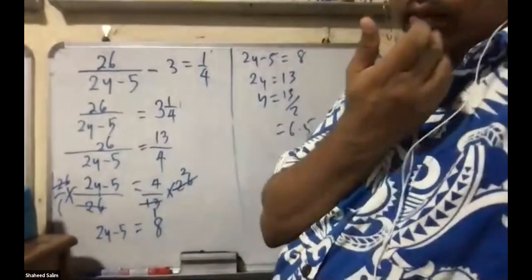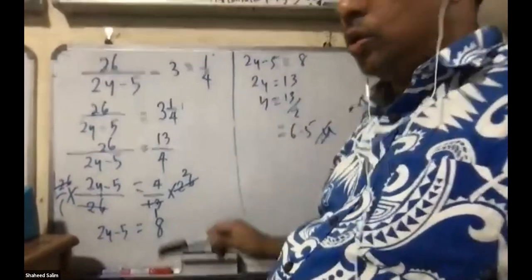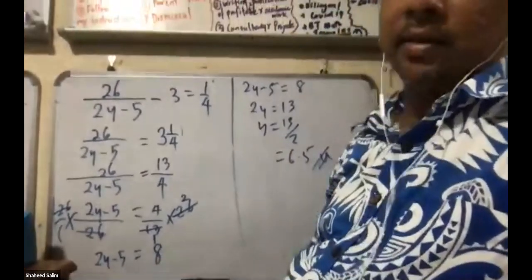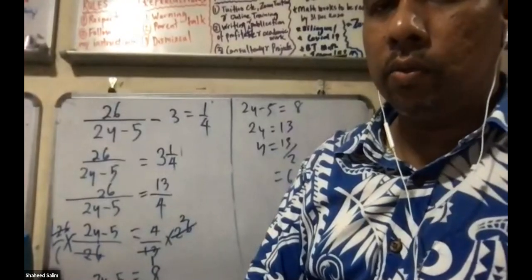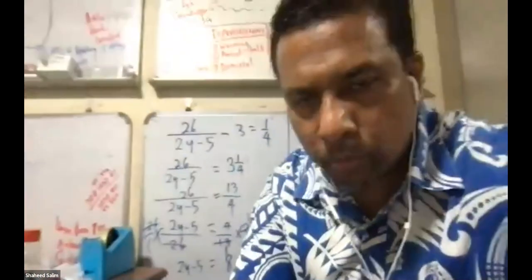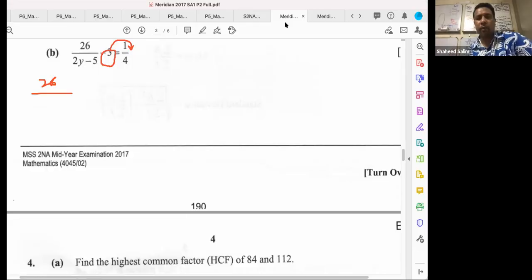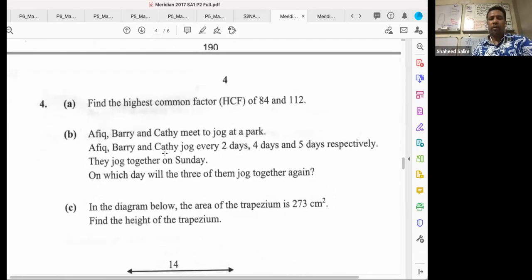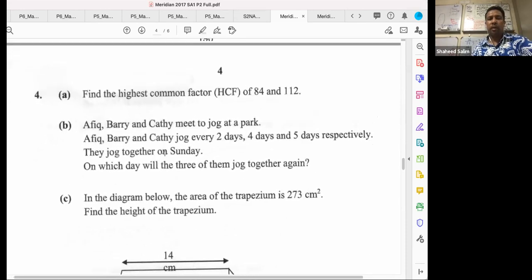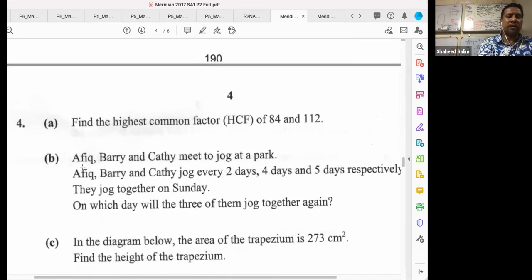Are we all right? This manipulation you got to practice. Okay, we will try now. Next one, this one, second one. You got to do this for A, B, and C. This B question is LCM.